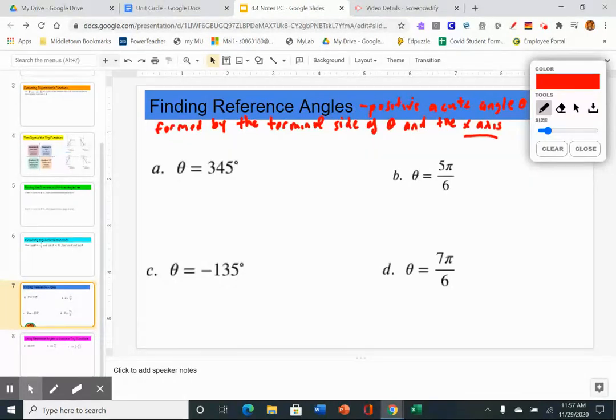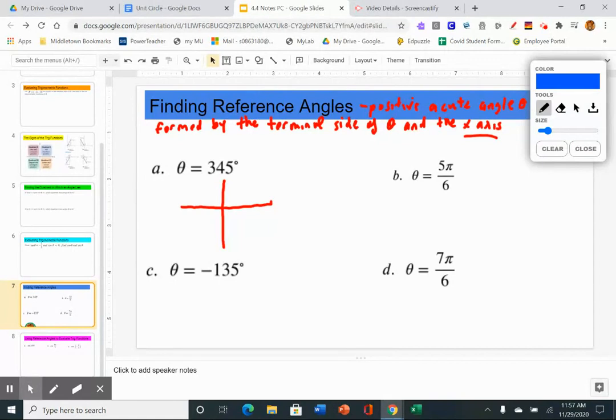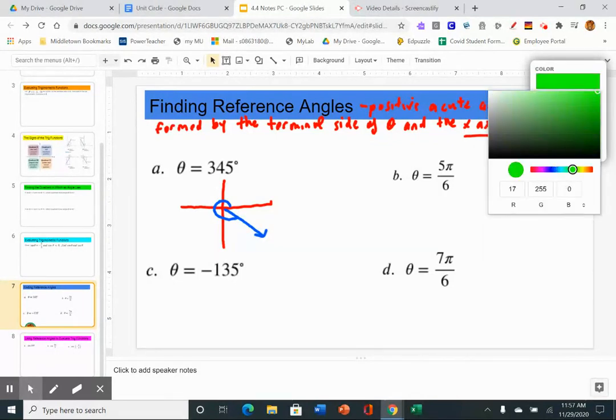So you have 345 degrees. I'm going to draw that. 345 degrees is in quadrant 4. So it's all the way over here. So that's 345 degrees. Its reference angle, I'm going to highlight in green. This is the terminal side of theta in green. That's the side that moves. And the x-axis, which I just highlighted. So this right here is your reference angle.